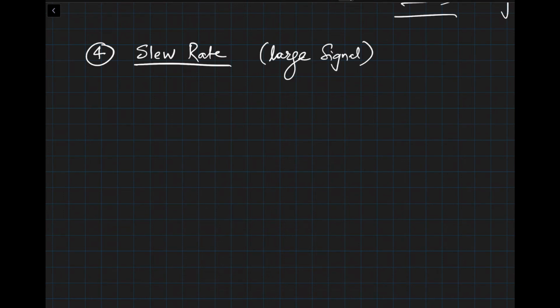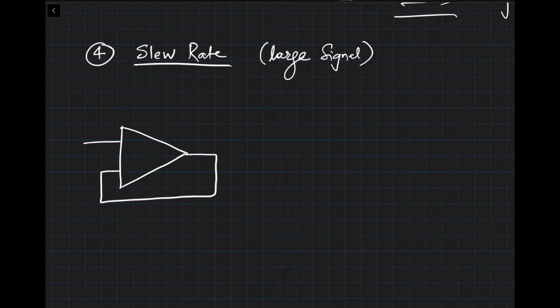Next thing we're going to talk about is called slew rate of the operational amplifier. Now, slew rate is a large signal behavior. I'm going to explain all that. Just keep that in mind. Okay. What does slew rate mean? Let's say we take an operational amplifier that looks like this. Okay. And then I connect it in a negative feedback mode like this. And I have V in here and this is V out. Okay.